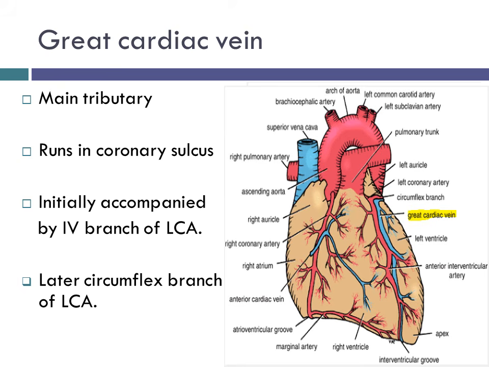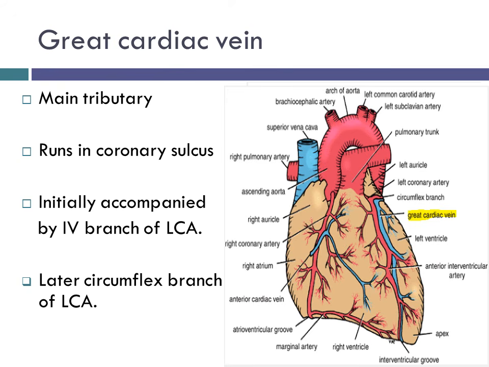Now, the great cardiac vein can be studied as having two parts. The first part, which is also known as the anterior interventricular vein, begins at the apex of the heart and occupies the anterior interventricular groove along with the interventricular branch of the left coronary artery. And when it reaches the coronary sulcus, the second part begins, and it accompanies the circumflex branch of the left coronary artery, moves towards the left side, and then empties into the coronary sinus.